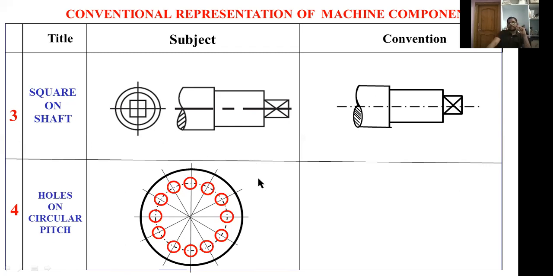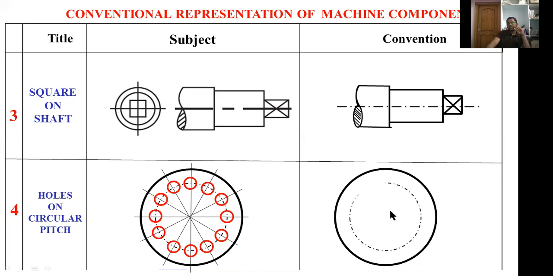For saving our time, I am showing a conventional representation. This outside circle is the same. Now I am considering the inside dotted circle, with the same dimensions. There is no change. Then I am dividing the circle into the same 12 equal parts.